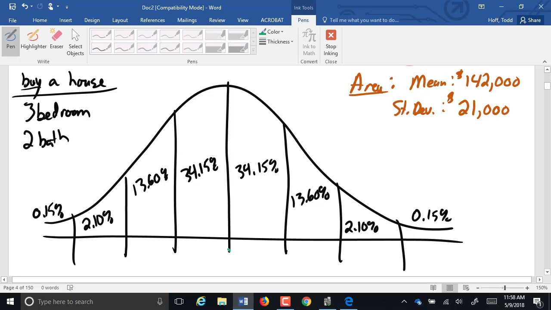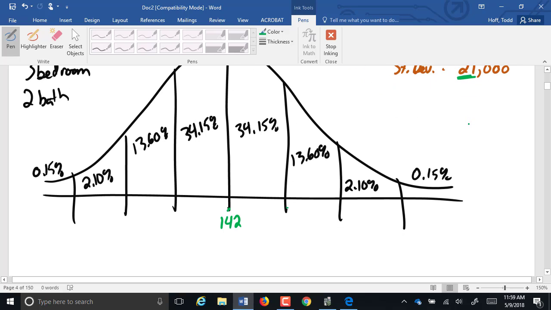What goes in the middle here is our mean of 142,000. I'm just going to write 142 to save a little space. As we move up each step, the difference, each step is the standard deviation, which will be 21,000. So going to the right here, plus 21 is 163,000, plus another 21 is 184,000, plus another 21 is 205,000.